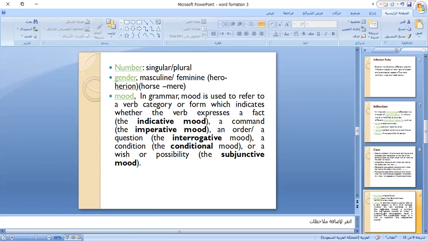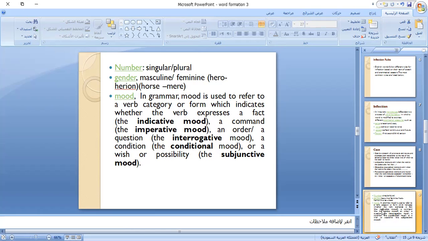Mood. In grammar, mood is used to refer to verb category or form, which indicates whether the verb expresses a fact, indicative. When I say the sun rises in the east, it is an indicative verb, or a command. When I say he eats, it's an action verb which is indicative. But when I say eat your food, it's an order or imperative. This is an imperative or an order form.